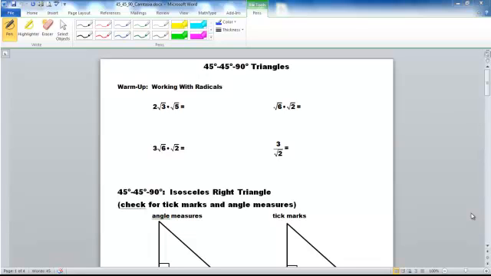Today we're going to talk about 45-45-90 triangles. But before we get to that, let's do a little warm up when working with radicals.